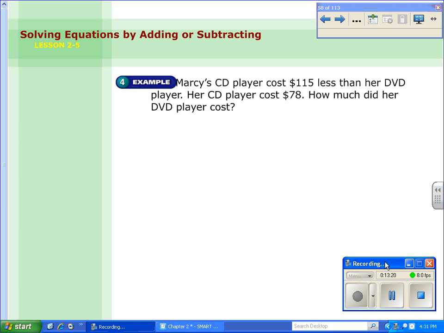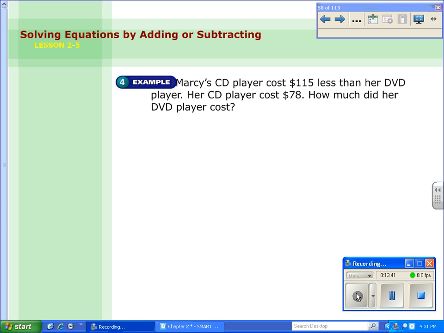So, we know how much her CD player costs. We know that her DVD player was more expensive because her CD player cost $115 less than her DVD player. So go ahead and try to set this up, and then when you're all done, let's check it. So go ahead and pause me now.